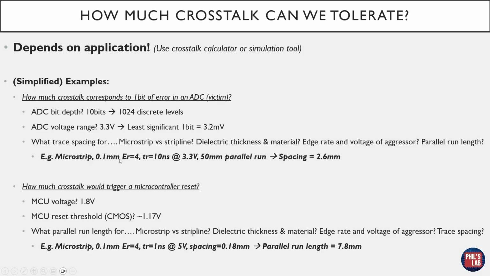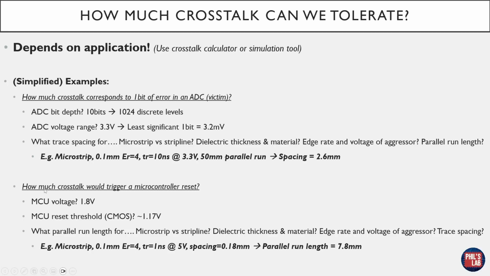I've just taken some fairly random values, so dielectric thickness of 0.1 millimeters, a microstrip trace, dielectric constant of 4, a rise time of 10 nanoseconds of the aggressor running at 3.3 volts, and I'm letting them run for 50 millimeters coupled length, so this parallel run. That gives me, plugging this into a calculator, that I need to have a spacing of at least 2.6 millimeters between my aggressor and my victim trace, so that I just get below 1 bit of error. And of course, you'd like to keep them wider than that spacing as well. But this might be a good starting point.